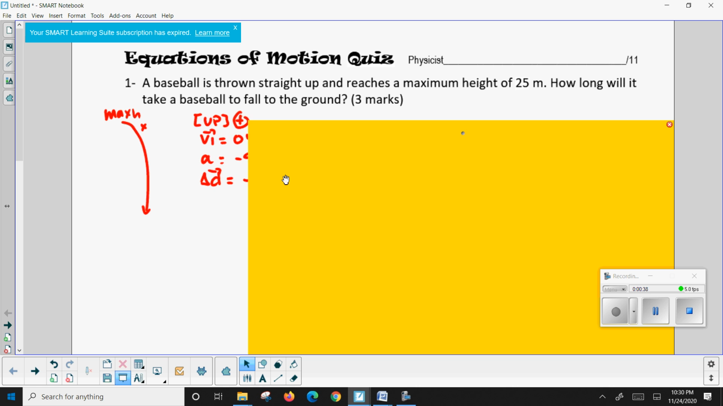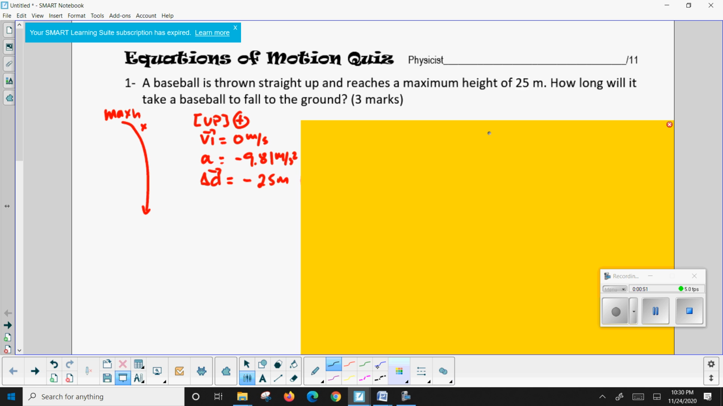Other things we know are that we have our acceleration. So anything in the air is going to be traveling at negative 9.81 meters per second squared. And the other thing is, when our ball's falling, it's going to be falling downwards. Keep that in mind, downwards. So your displacement has to be negative 25 meters. You're falling downwards, okay? Now, our positive direction is going to be upwards throughout this whole thing. So we have all of our data.